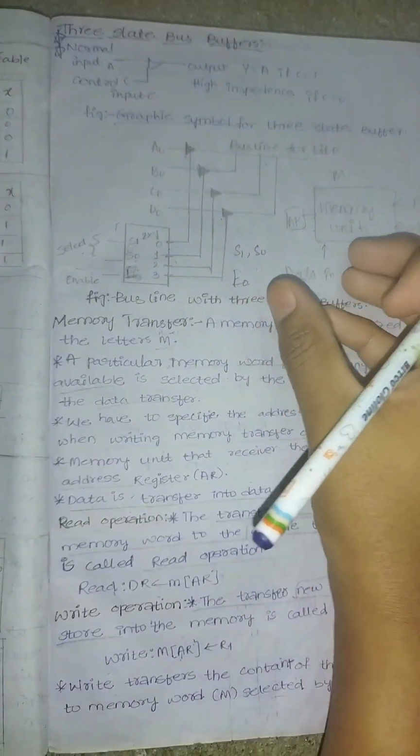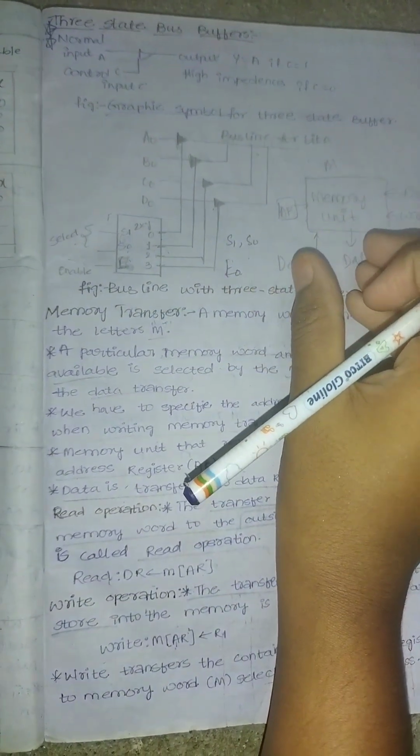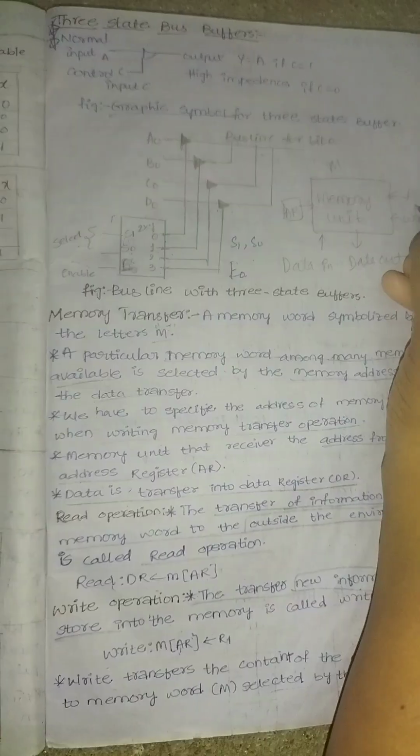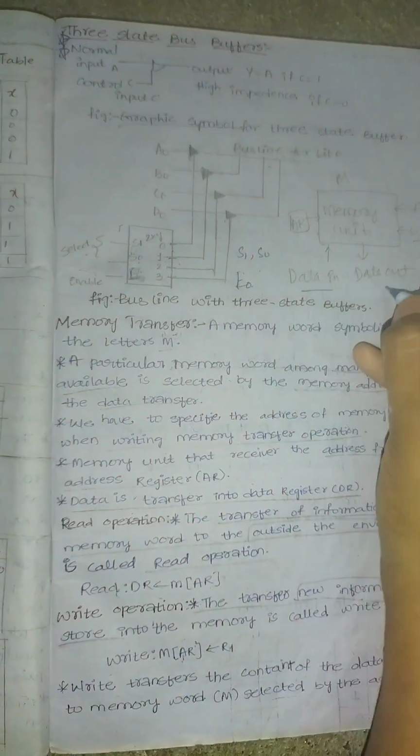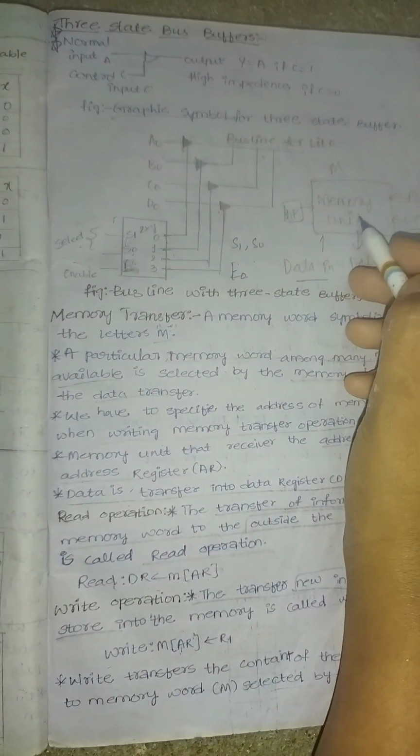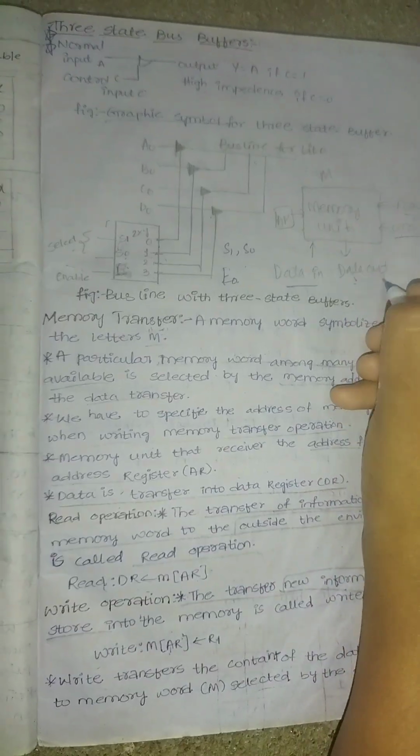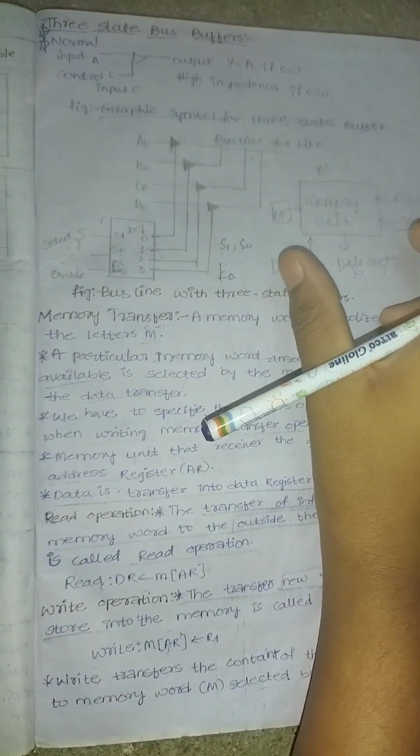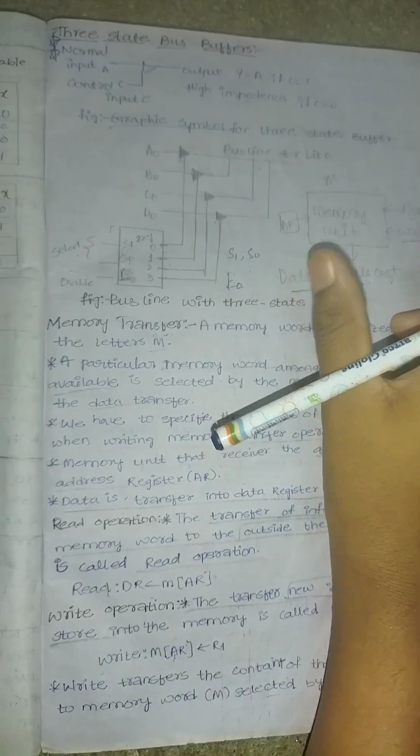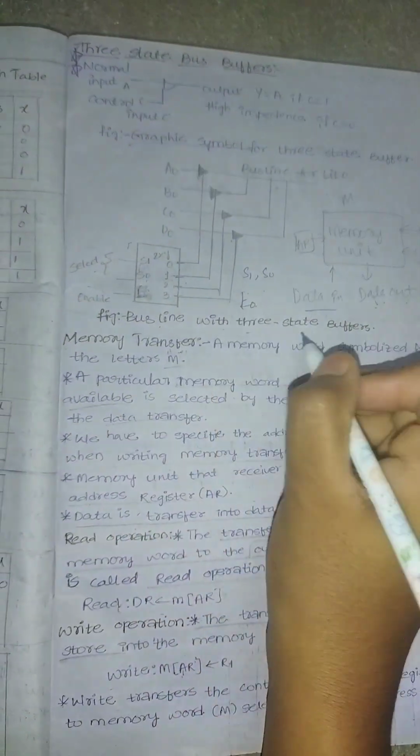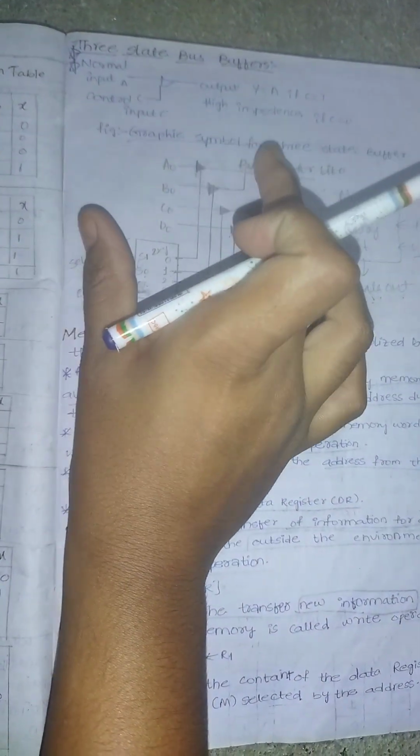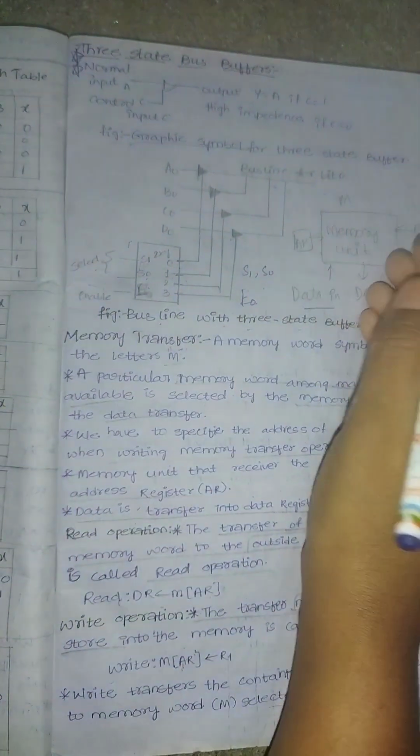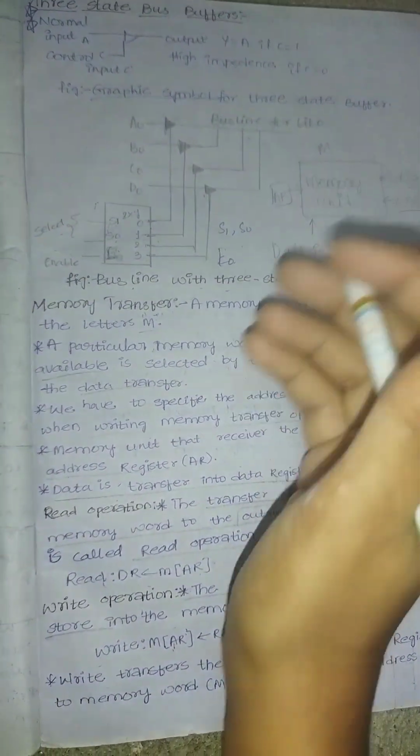After giving the AR as input for the memory, it will produce read and write operations. We will give data in. After processing in the memory unit, it will produce the data out. This is a representation of a 3-bit 3-state bus buffer. The bus line with the 3-state buffer diagram is this, with bus lines, and this is a normal representation of the input and output values. This is the memory unit representation.